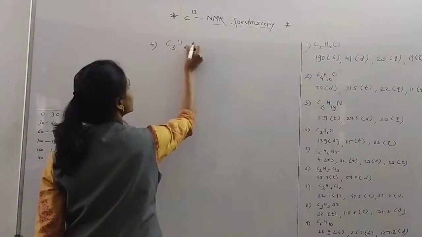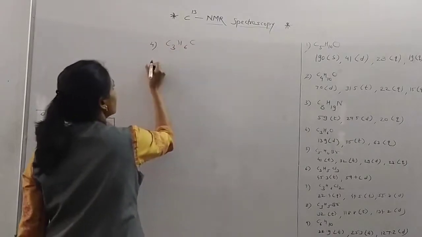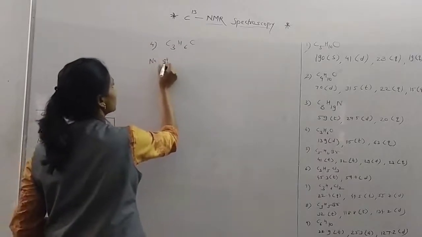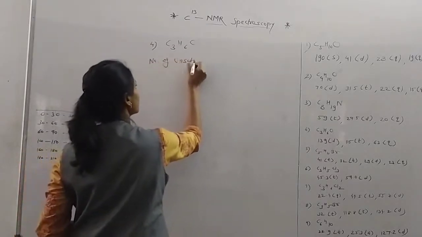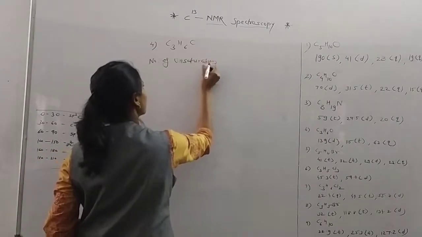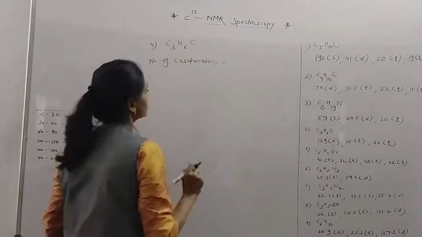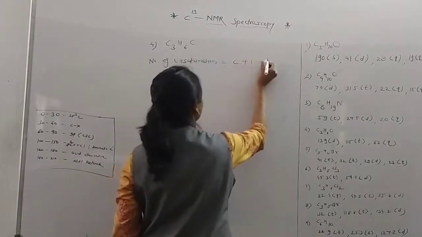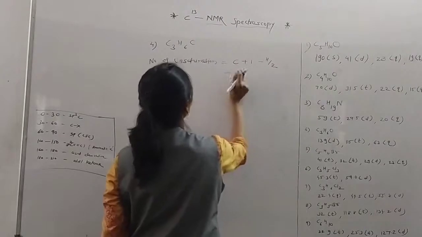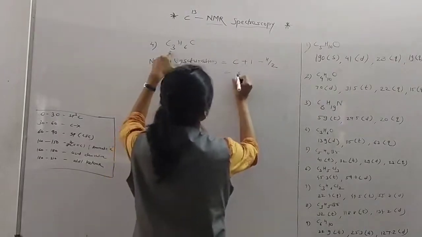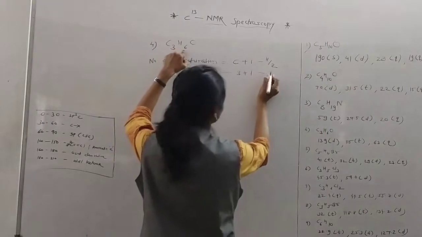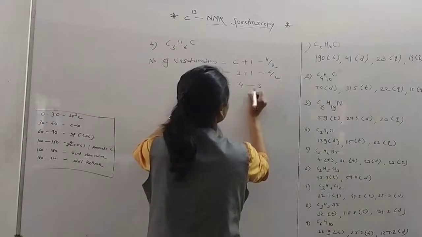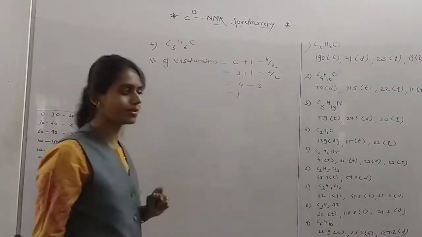C3H6O. Okay. First, here oxygen is there. Then we write down the number of unsaturation. Without this formula, you can't write the structure. It is most important. So remember the formula: C plus 1 minus H by 2. How many carbon atoms? 3 plus 1 minus hydrogen, which is 6, by 2. 3 plus 1 is 4, minus 6 by 2, 3. So one unsaturation is there.